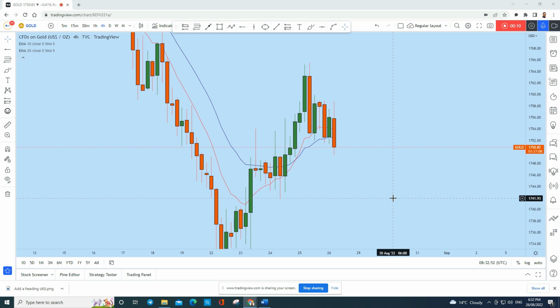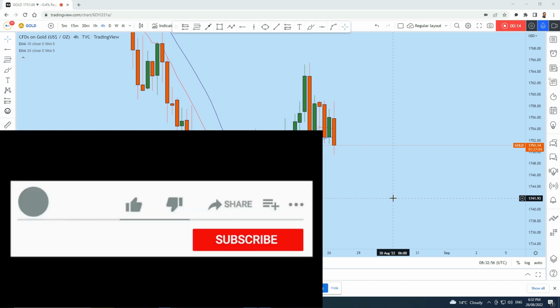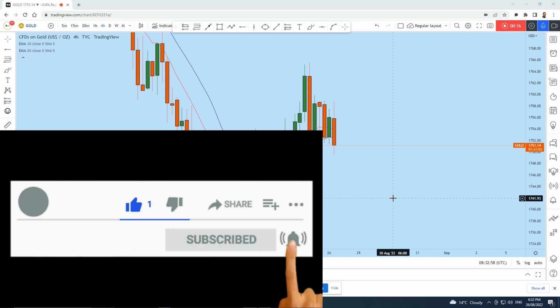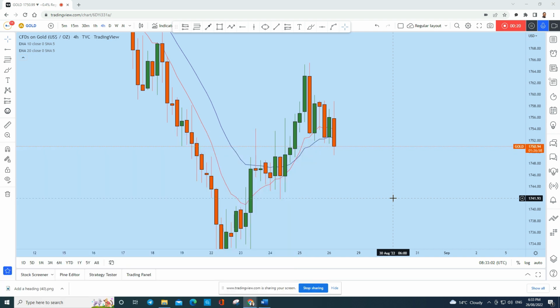Now, gold on the intraday or 4 hour time frame, we see a significant trading opportunity. Before we discuss what it is, let's do a complete multi-time frame analysis. Then we'll come back to this time frame to see how we can trade gold.